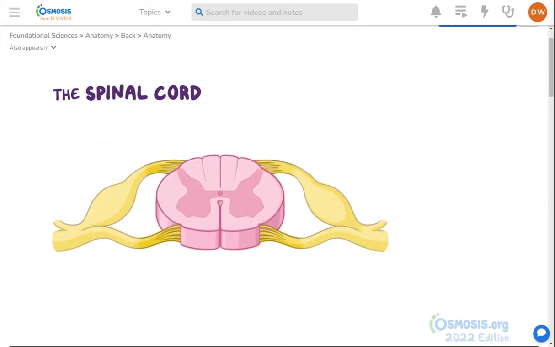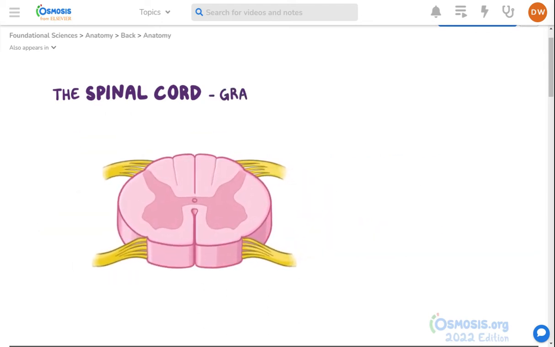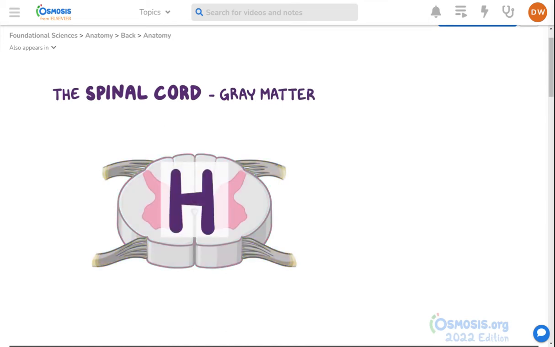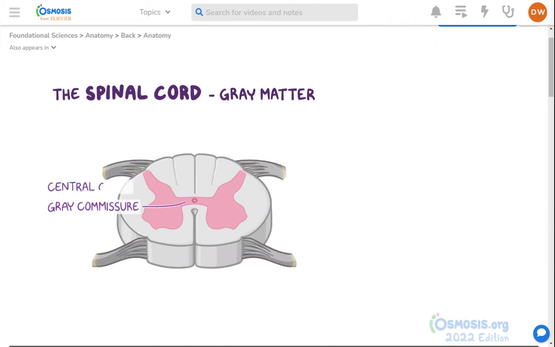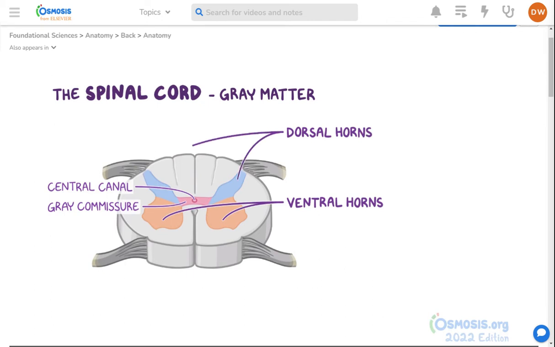Now, on a transverse section, the spinal cord has an area of gray matter shaped like a capital H in the middle. The gray matter is subdivided into the gray commissure, which is the strip connecting the two halves of the spinal cord that surrounds the central canal, and the peripheral regions known as horns. There are two ventral and two dorsal horns.